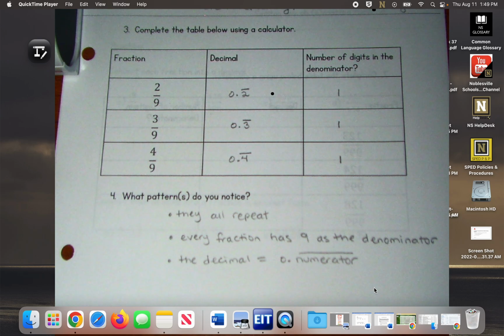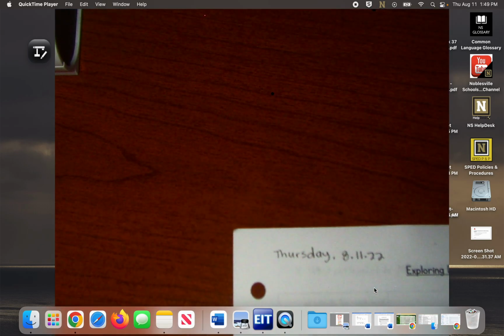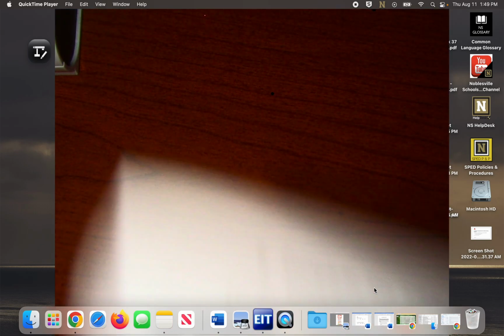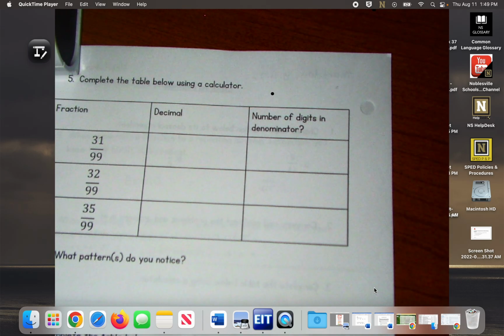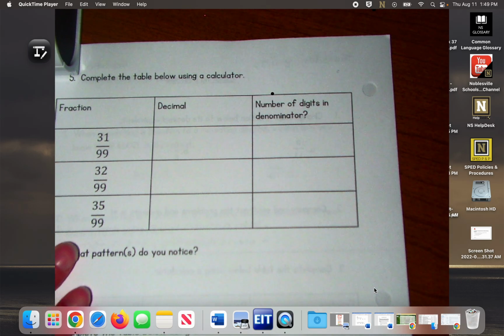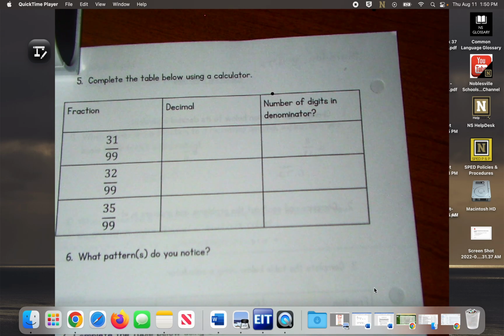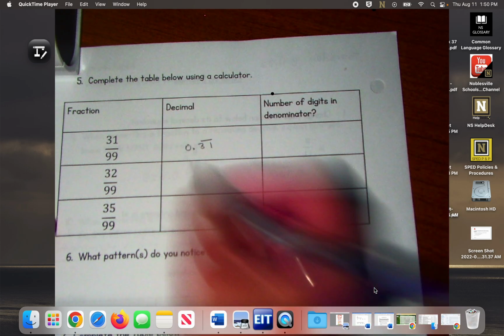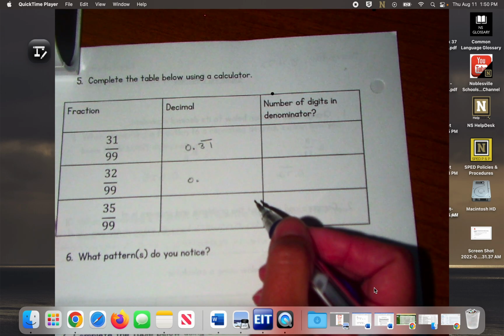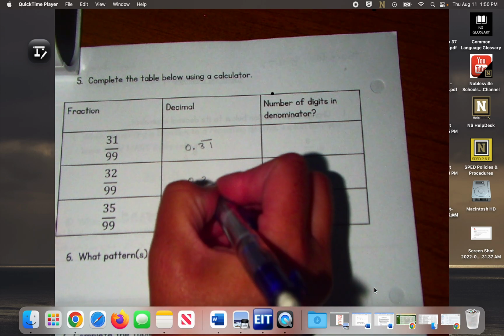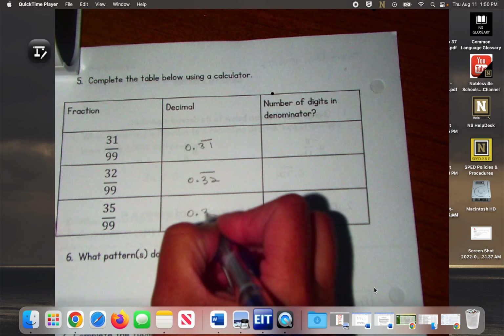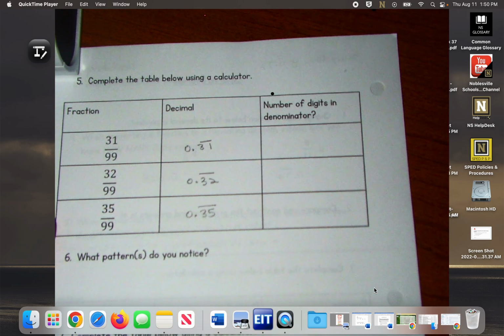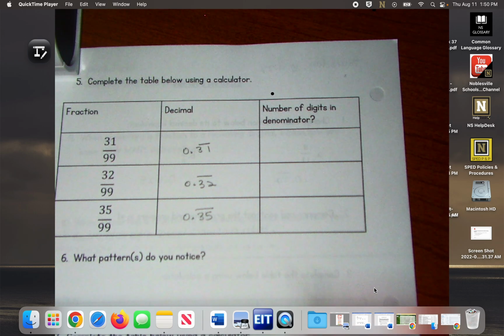Okay, let's go ahead and look at the back of this page. Can I have a volunteer read the decimal equivalents of these fractions? Who haven't I heard from yet? Lily? 0.31 repeating. Yep. 0.42 repeating. Yep. And then 0.35 repeating. Absolutely. How many digits are in those denominators, Chloe? 2.